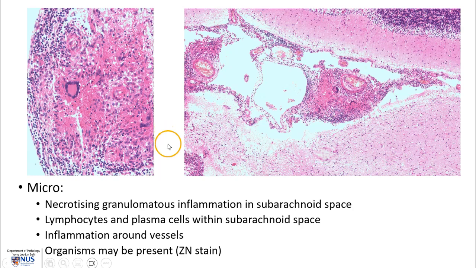There will be a separate video describing the microscopic features of TB using a virtual microscopy slide, but very briefly, on microscopy, we will see necrotizing granulomatous inflammation within the subarachnoid space, and usually this is accompanied by many lymphocytes and plasma cells. The inflammation likes to go around blood vessels, and this can cause damage to blood vessels, and organisms may be demonstrable using the Ziehl-Neelsen stain. Here is an example of a necrotizing granuloma with associated Langerhans giant cells and with these epithelioid histiocytes and central amorphous appearing pinkish necrosis.